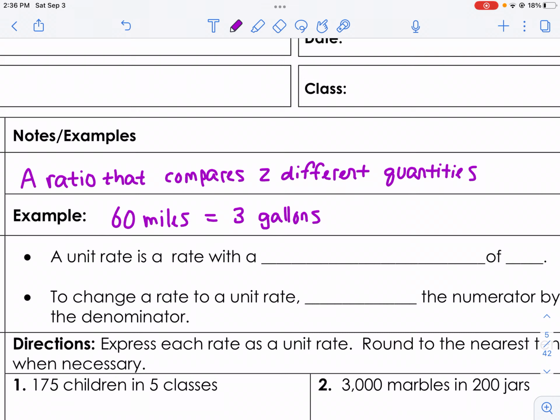A very helpful kind of rate that helps us understand the world around us is a unit rate. A unit rate, the word unit is the trick there, has a denominator of 1. And I'll explain what I mean by that in a second once we fill in the next blank. To change a rate to a unit rate, all you've got to do is divide the top by the bottom, the numerator by the denominator.